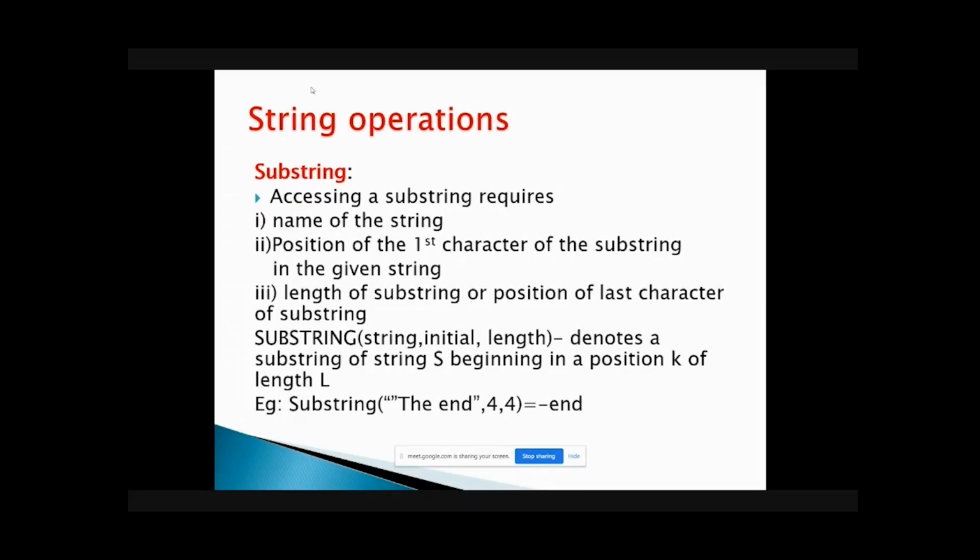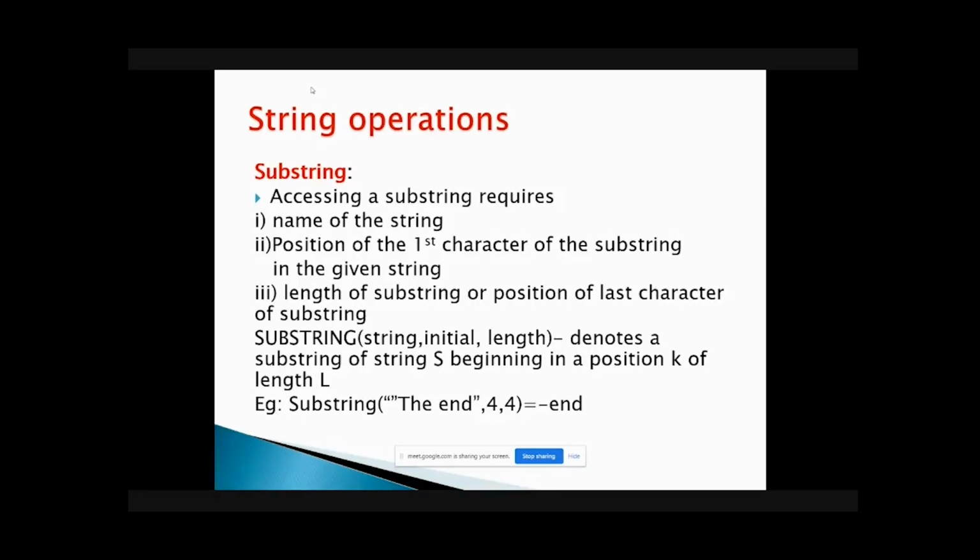So how do you call this function? Basically you are reading a portion of the string, and the name of the function is substring. It needs three arguments. First is the original string, comma. Second is the position of the first character of the substring, that is the initial position. And the third argument is the length of the substring. Where S denotes the string, initial specifies the position k of the substring, and length specifies the length of the substring.